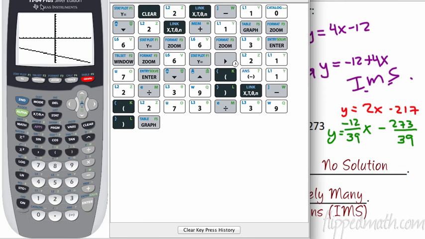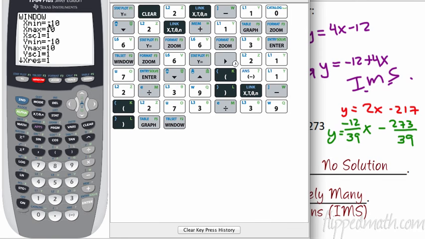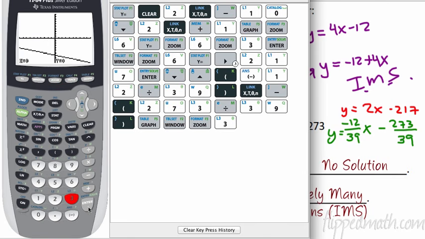Okay, so I can't really see the other line, and again, here's where you want to zoom out. So look at the window. It's negative 10 to 10. You can do it by hand if you want, but I'm just going to hit zoom 3. You have to zoom out, and the problem students always make, they never hit enter. So hit enter. Look at the lines. There's one. Where's the other one? I'm going to hit enter again. There they go. So now you can see their point of intersection right here.